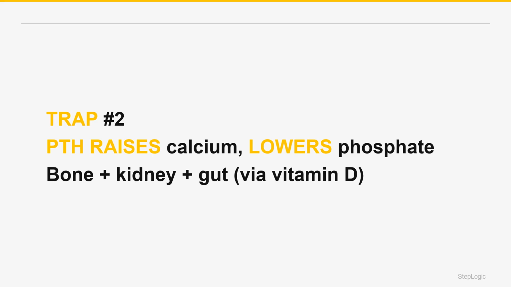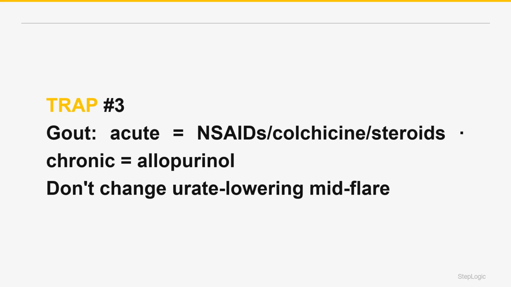Trap 2. PTH raises serum calcium through bone, kidney, and gut, but it lowers serum phosphate by dumping it in the urine. It activates vitamin D, which then boosts gut absorption of both calcium and phosphate. Calcitonin opposes PTH.